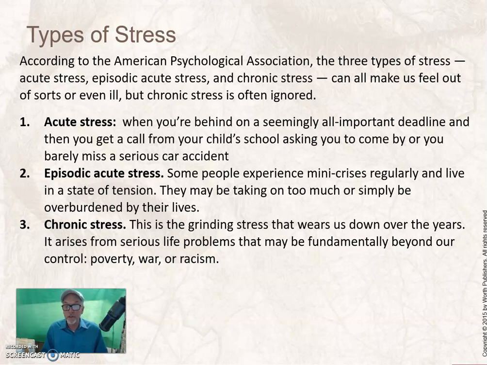Then there's episodic acute stress, and some people will experience many crises regularly and live in a state of tension. These are a cohort that's vulnerable to anxiety disorders, or to the onset of anxiety disorders. They may be taking on too much or simply be overburdened by their lives. And then the third type of stress, probably the most toxic, is chronic stress. And this is the grinding stress that wears us down over the years. It arises from serious life problems that may be fundamentally beyond our control. And examples of chronic stress would be poverty, war, or racism.